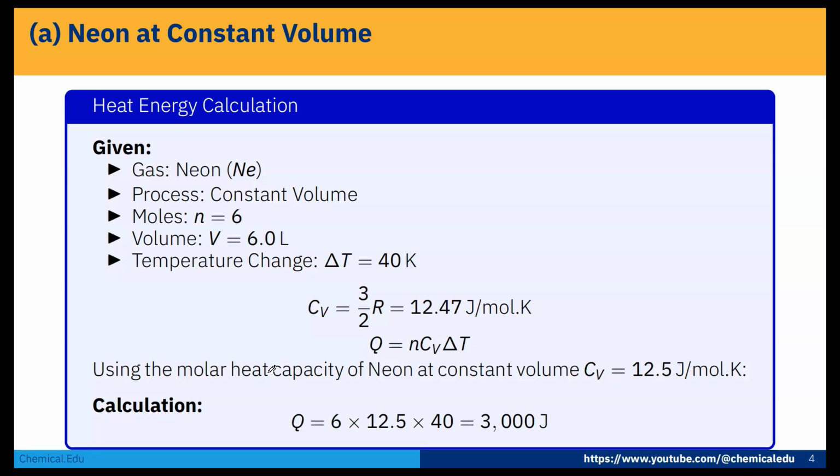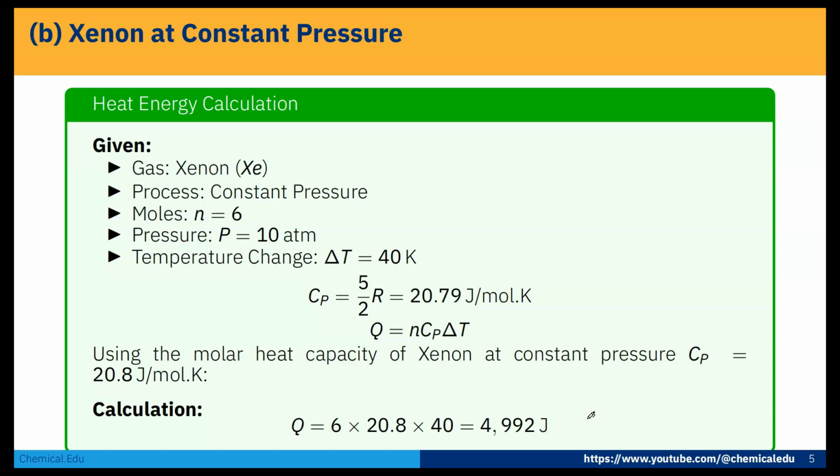Now first, neon at constant volume. The gas is neon, process constant volume, moles n is 6, volume V is 6 liter, and temperature change delta T is 40 Kelvin. CV is 3/2 R, that is 12.47 joule per mole Kelvin, and Q we know is n CV delta T. Using the molar heat capacity of neon at constant volume, CV is 12.5 joule per mole Kelvin. If we plug all this in, n is 6, CV is 12.5 and delta T is 40, so Q will be 3000 joule.